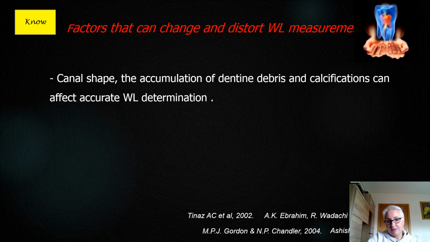So there are some factors that can change or distort the working length measurements. This depends on canal shape and the accumulation of dentin debris. And it's very important, because there is no instrument on the dental market that can take all the dentin debris out of the canal. You always have dentin debris packed in the apical area. Even if you work with Reciproc instruments, even if you use some expanded type of instruments, you always have some debris. And calcification of the apex can affect accurate working length determination.